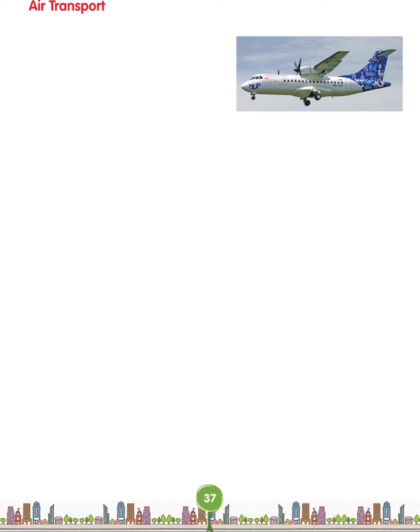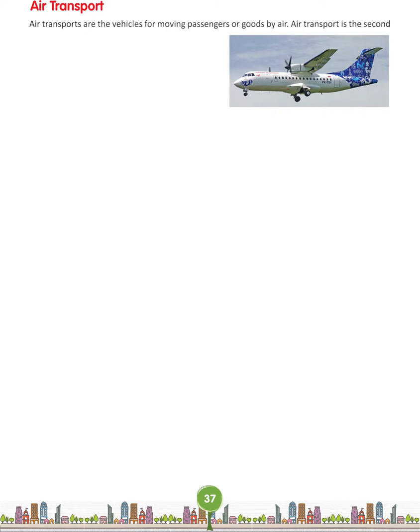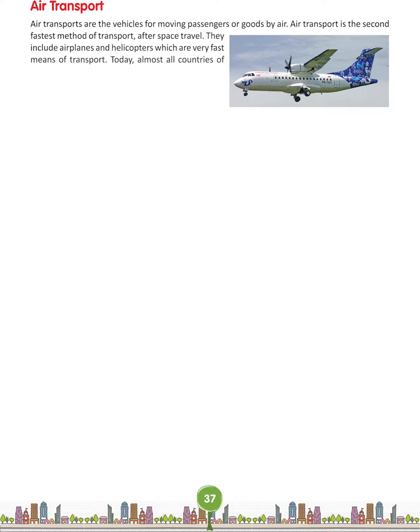Air transport. Air transports are the vehicles for moving passengers or goods by air. Air transport is the second fastest method of transport after space travel. They include airplanes and helicopters, which are very fast means of transport. Today, almost all countries of the world are interconnected by air transport. However, air transport is more expensive as compared to other means of transport.